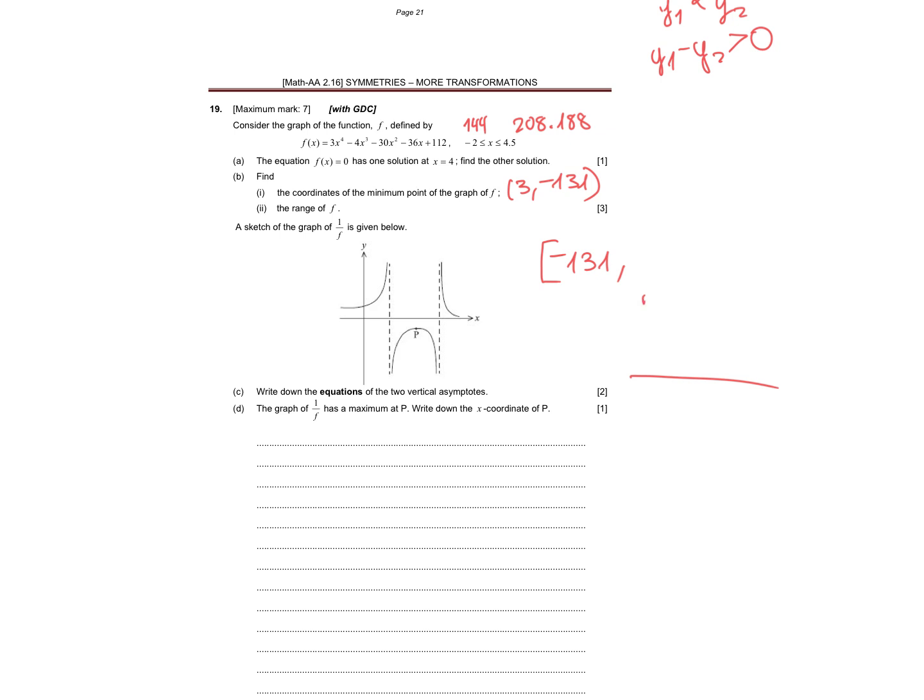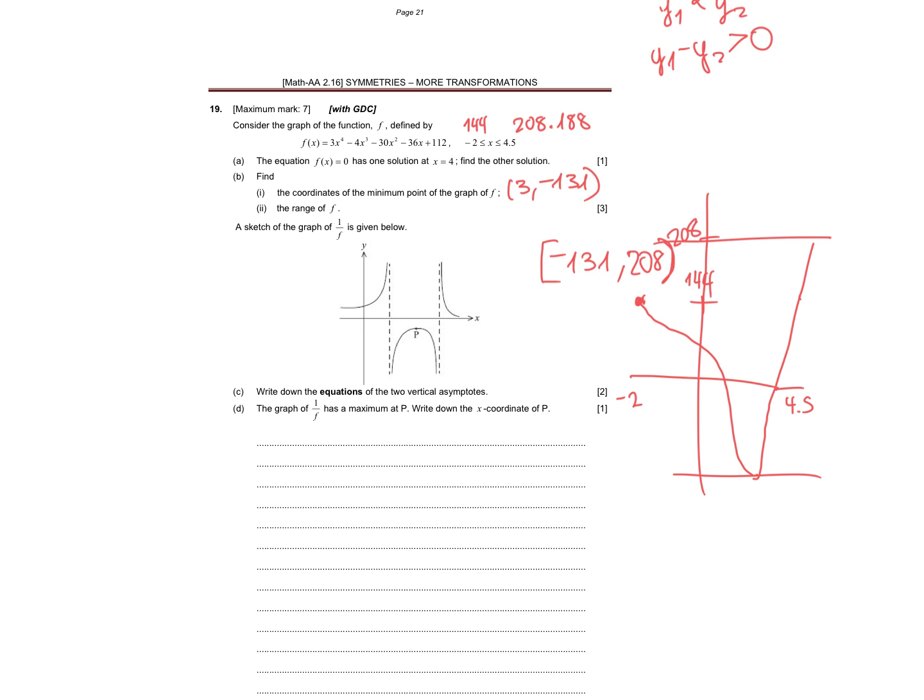So basically your graph is looking like, so if we're between negative 2, so that's at 144. Up here, 144. And then it comes down, and then it goes down like this, and then it goes back up. So at 4.5, it's at 208, whatever. So your lowest is at negative 131, and your highest is going to be 208. And then we'll just do not included here, because we've rounded it.